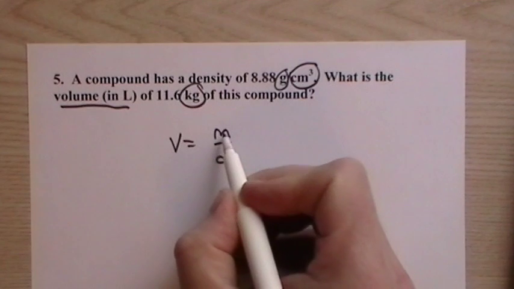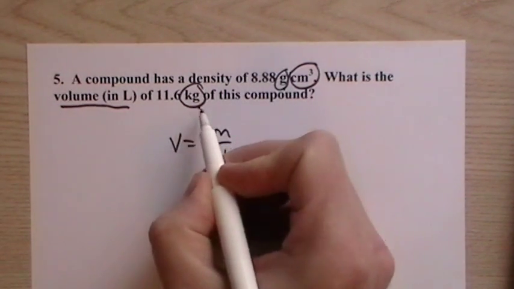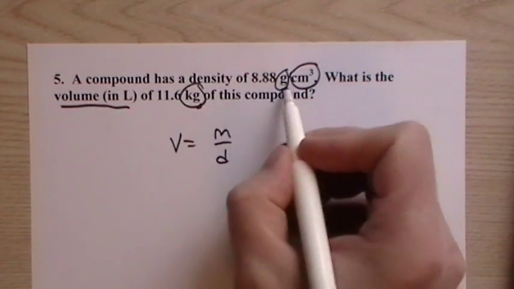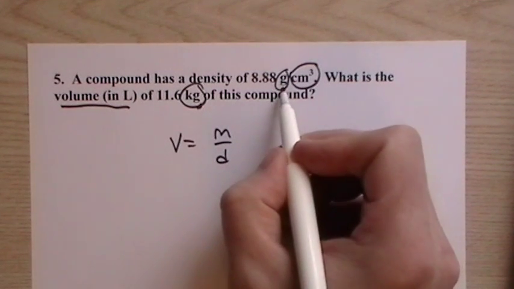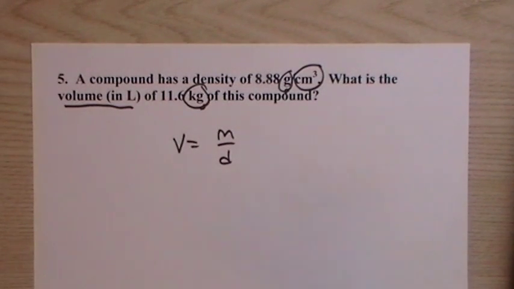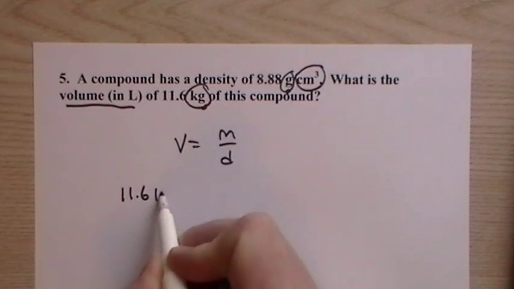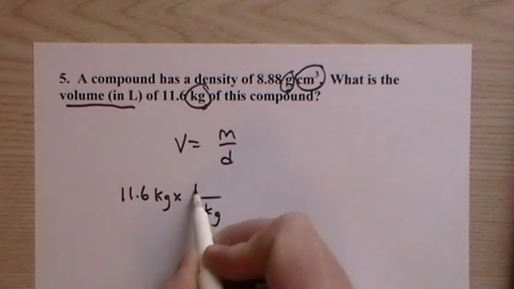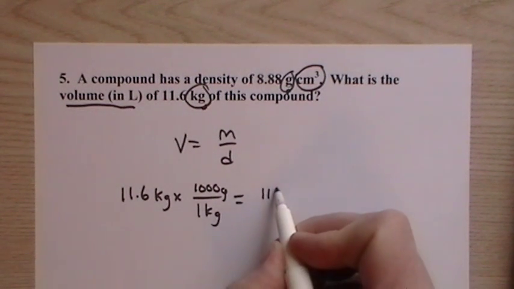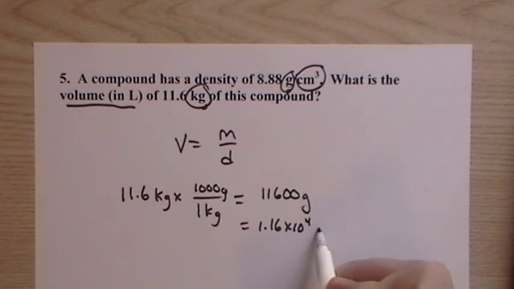But we need to have the units of mass and density match up. So we have grams here, we have kilograms here. We could change this to grams, or we could change this to kilograms. I usually change this to grams because I just find it a little confusing to change this to kilograms, since density is generally found in grams per cubic centimeter. But it's up to you. You need to have the same units of measure. So 11.6 kilograms, 1 kilogram is 1,000 grams, so that's going to be 11,600 grams, or 1.16 times 10 to the 4th grams.